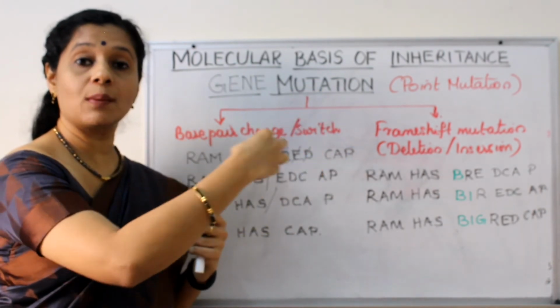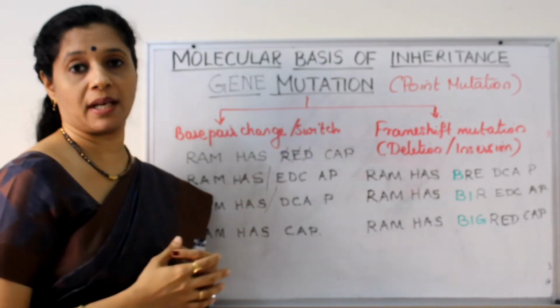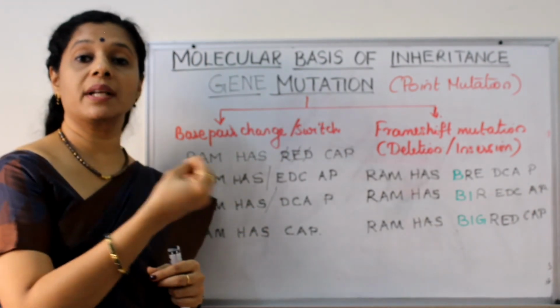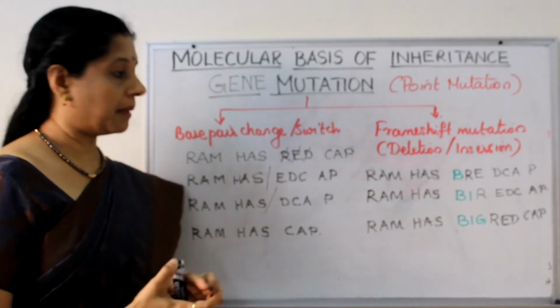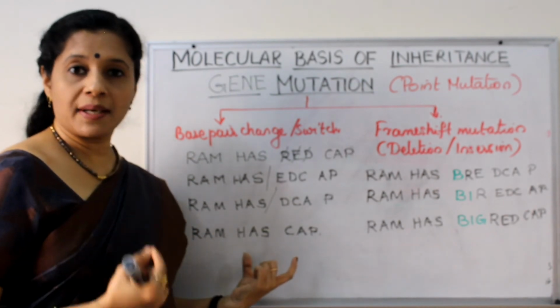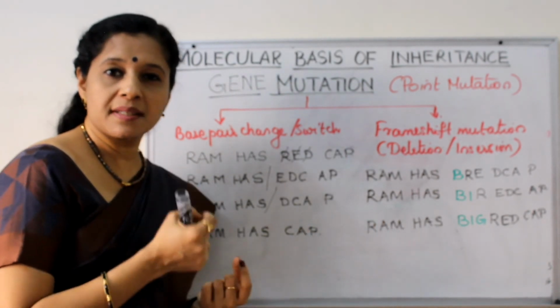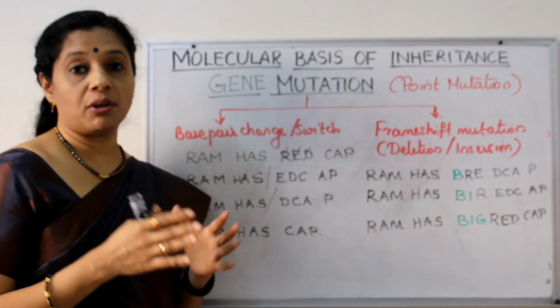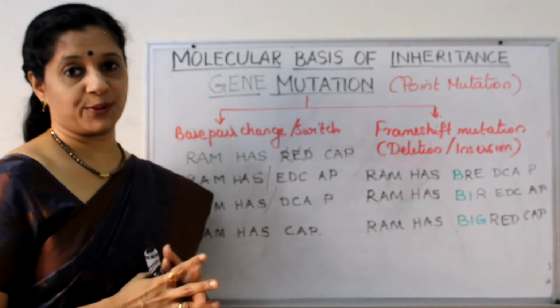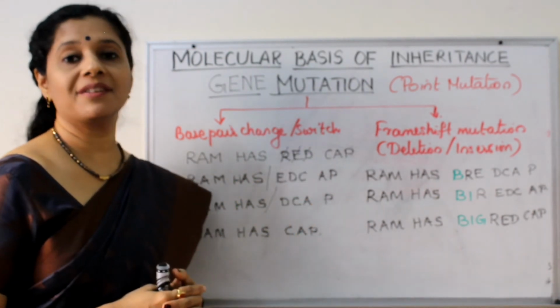So the entire sequence of amino acids will change in the protein. Due to this drastic change, the protein may become non-functional. But if this is the case, one amino acid may be missing or one amino acid will be extra, that may not be so drastic like the other two. So this is called a frame shift mutation.